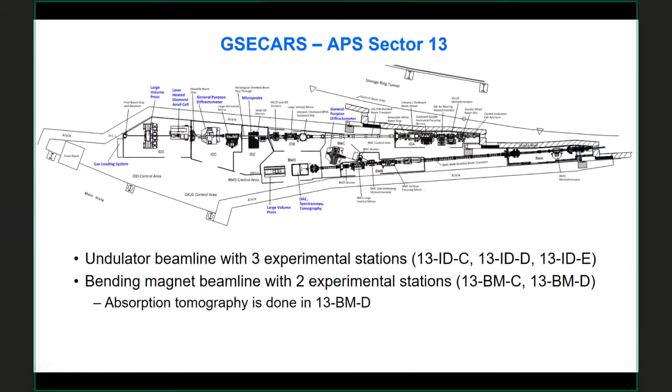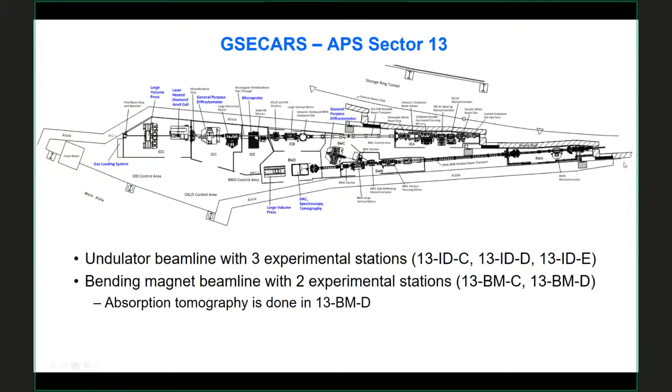So this is a schematic of our sector 13 at the APS. We have two beam lines. We have an undulator beam line that's here, and it has three experimental stations, a microprobe here, a big diffractometer here, and a high pressure station here with a laser heated diamond anvil cell and a 1,000-ton multi-anvil press.